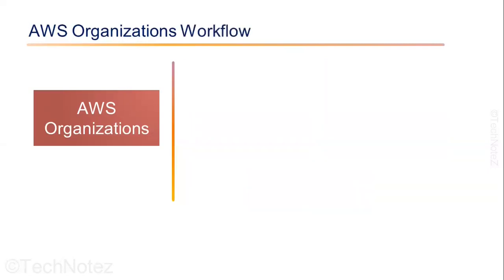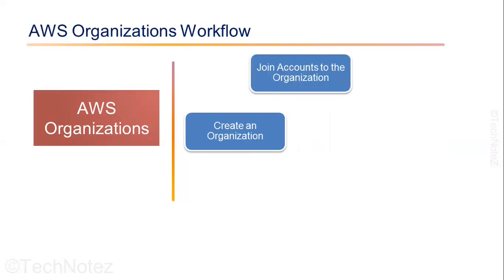Here is a simplified workflow of AWS Organizations. Create an organization. First, you need to create an organization from the AWS Organizations console or using the AWS CLI. Invite accounts to join the organization. You can invite existing AWS accounts to join your organization. Accounts can accept the invitation using the AWS Organizations console or CLI.